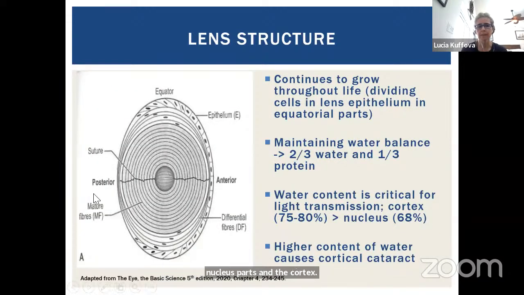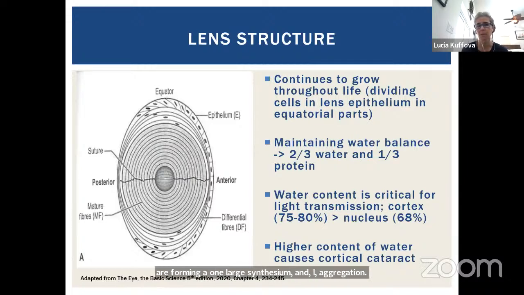So on this picture, you can see where in the equatorial parts, lens epithelial cells are producing new cells and the new lens fibers. As they are going inside of the matter of the lens, they lose the organelles until eventually they lose the nuclei. And in the area of the mature fibers, these are forming one large syncytium and anucleated cell aggregation.